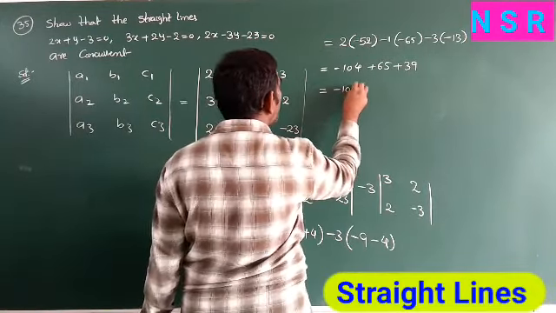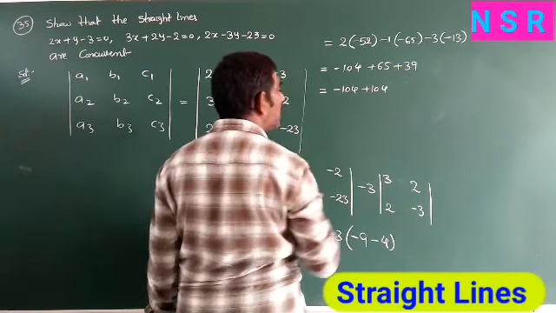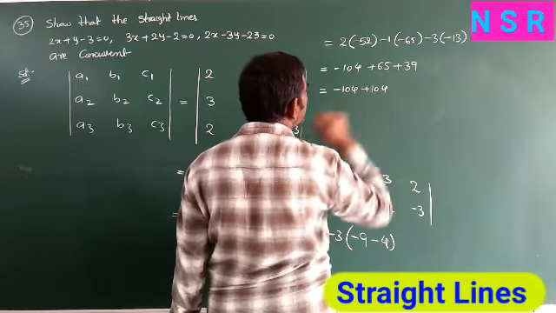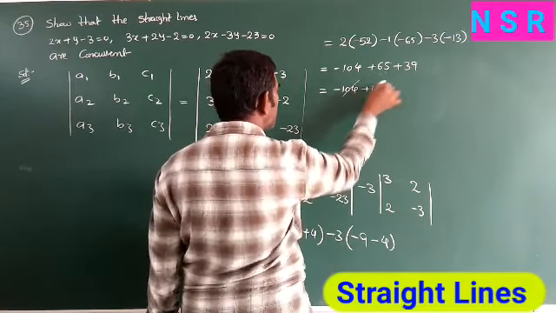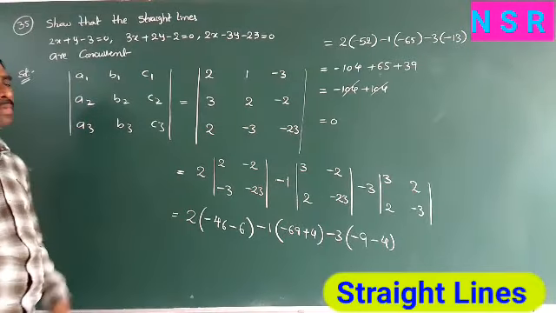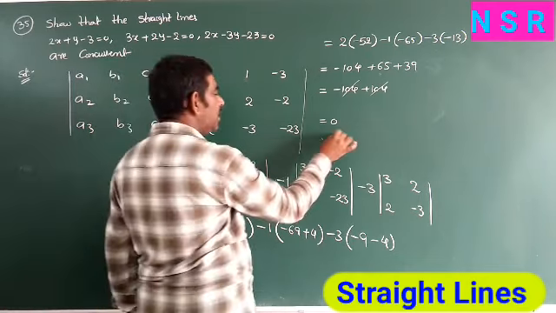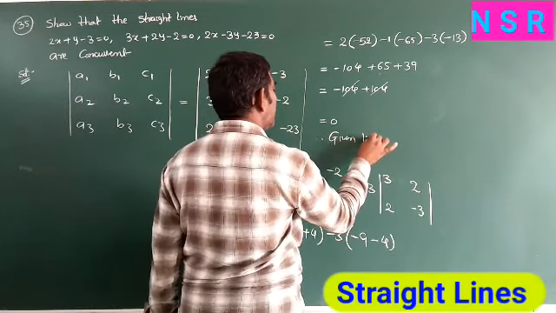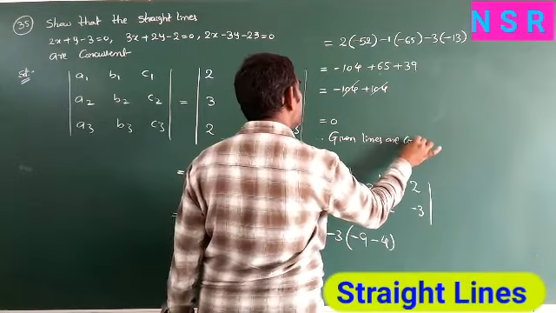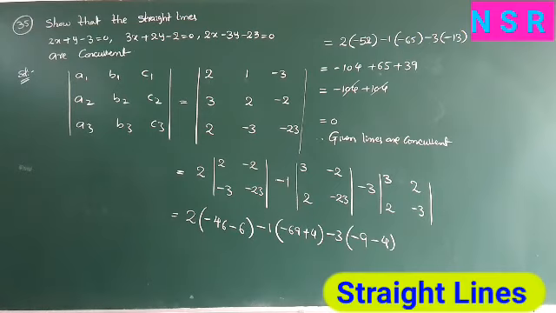Now minus 104 plus 65 plus 39, 65 plus 39 is 104, minus 104 plus 104 get cancelled, it is equal to 0. So the determinant of A1 B1 C1, A2 B2 C2, A3 B3 C3 is equal to 0. Therefore the given lines are concurrent. So the mod of A1 B1 C1, A2 B2 C2 and A3 B3 C3 equal to 0. The given lines are concurrent lines.